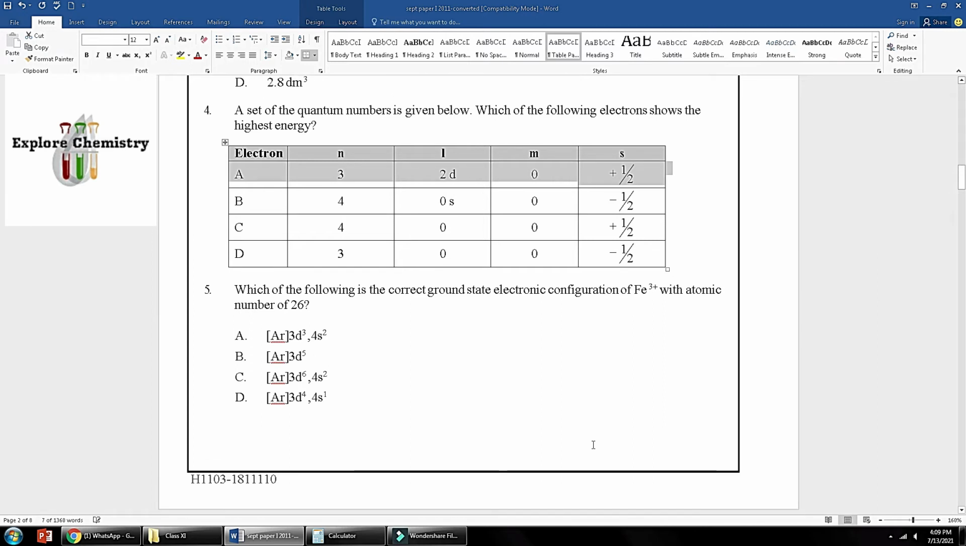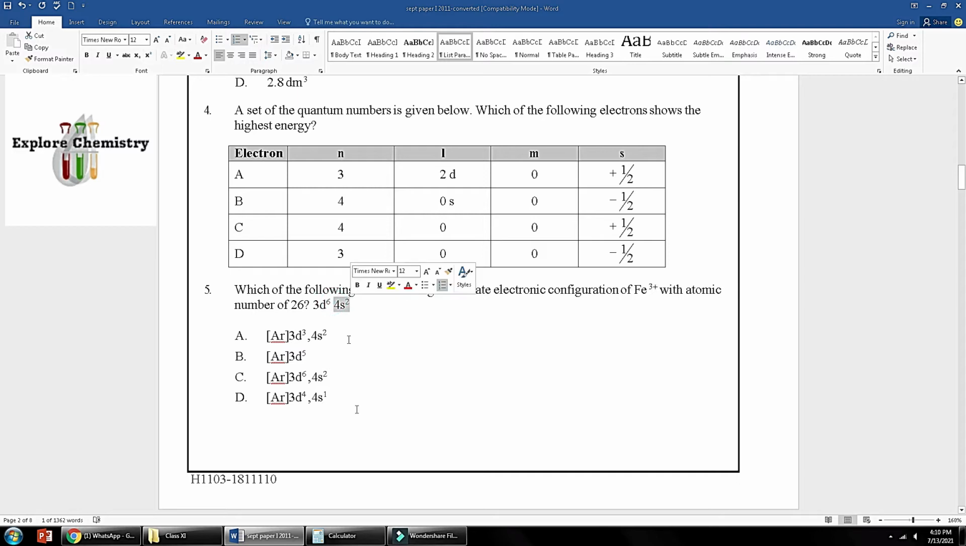Number 5, which of the following is the correct ground state electronic configuration of Fe³⁺ with atomic number 26? This is the iron ion. The electronic configuration for the iron atom is 3d6 4s2. This is the electronic configuration of the neutral atom, for 26 electrons. Now this is a +3 charged ion, so electrons will be removed from 4s first.